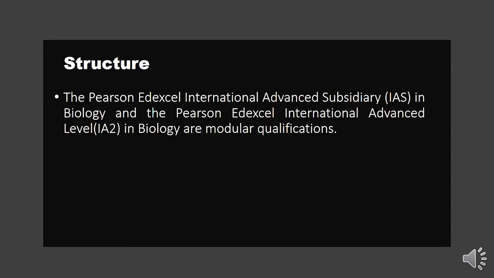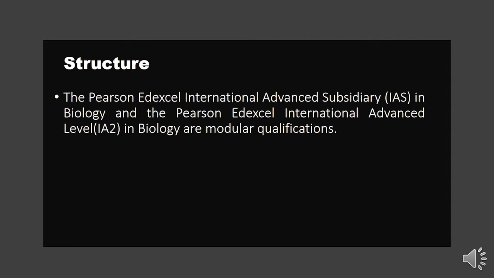The first one that I'll be discussing with you is the structure of this qualification. This qualification consists of two modular qualification levels. The first one is International Advanced Subsidiary, which will be taught in your grade 11 biology. And the second level is International Advanced Level, that is IA2, which will be taught in grade 12 biology.